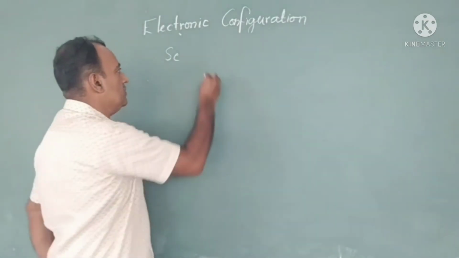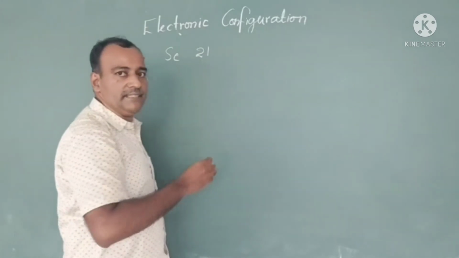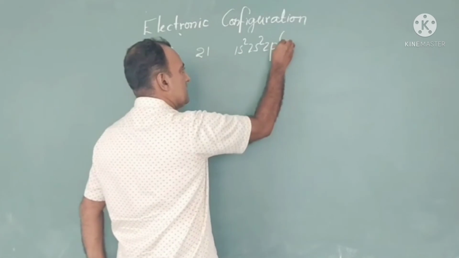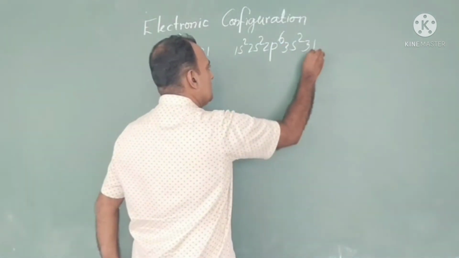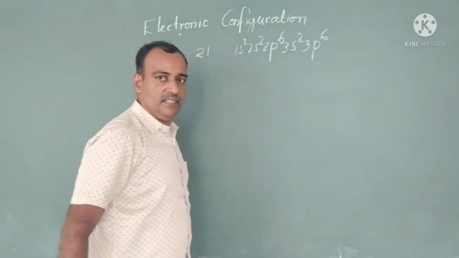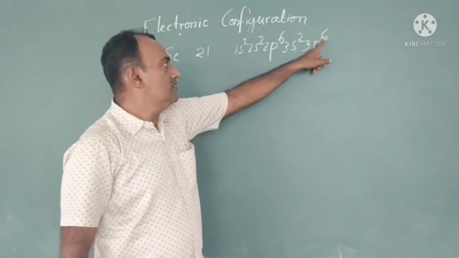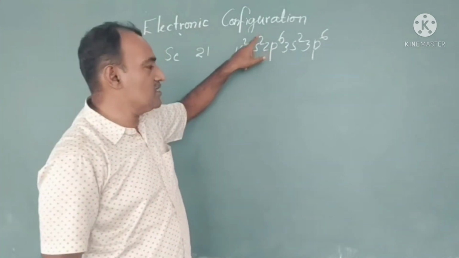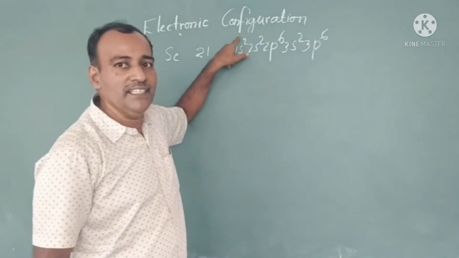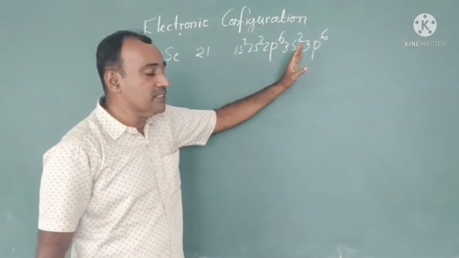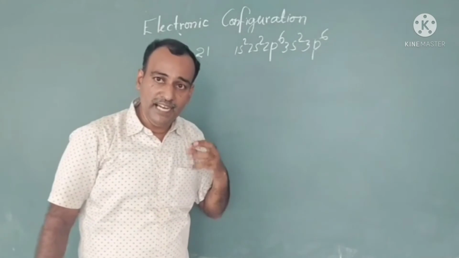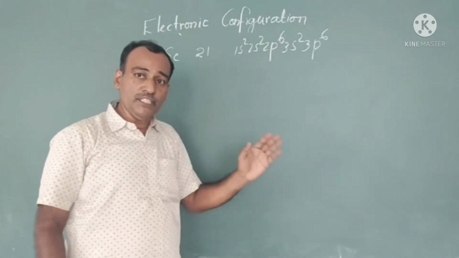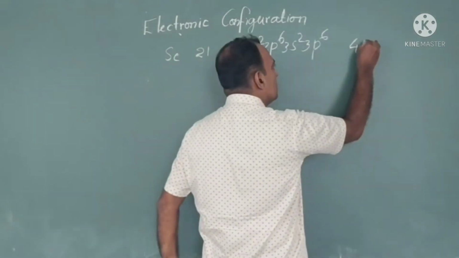What about the electronic configuration of scandium? Atomic number 21. How can you write it? 1s2, 2s2, 2p6, 3s2, 3p6. How many electrons are over? 6 plus 2, 8, plus 6, 14, plus 2, 16, plus 2, 18. So after 3p, as per the principle we studied, which will complete? 4s will complete.